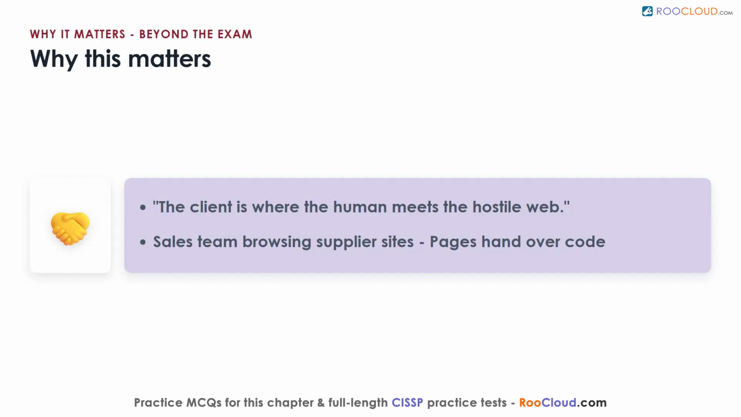Because your users click, and their browsers run other people's code all day long. Picture a sales team browsing supplier sites on their laptops. Every page they open can quietly hand code to their machines. On the job, you are the one who hardens that endpoint and decides what running code is allowed to touch. The client is where the human meets the hostile web, and that is where many breaches begin.